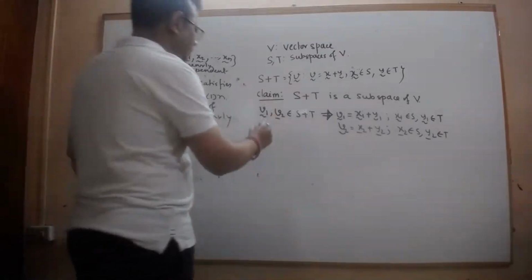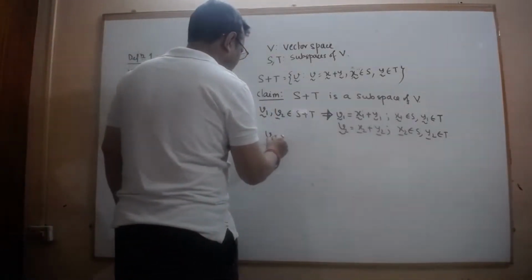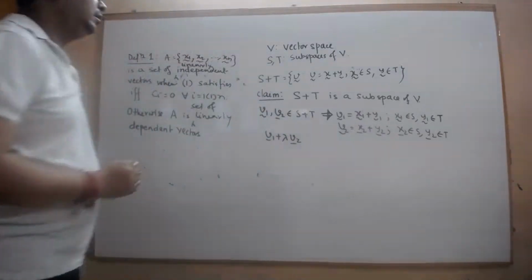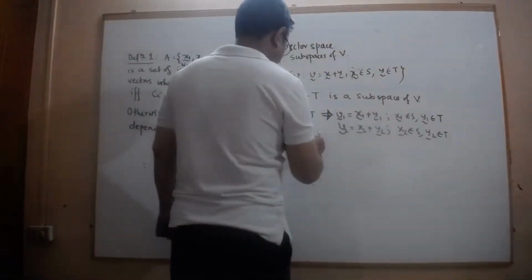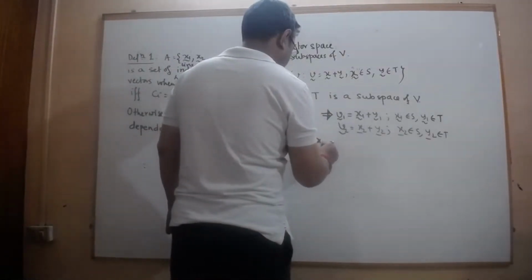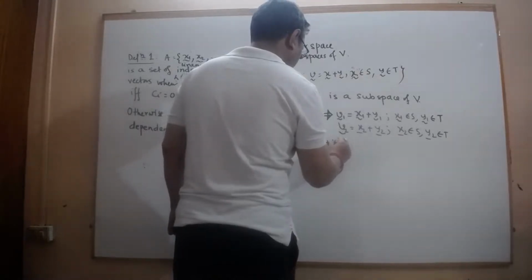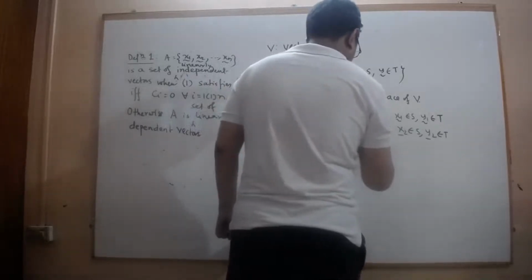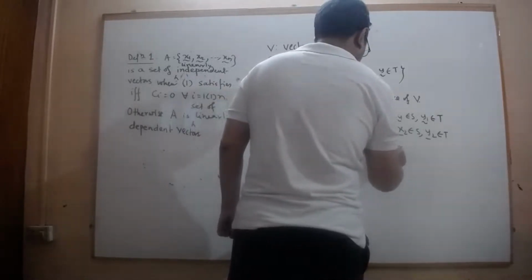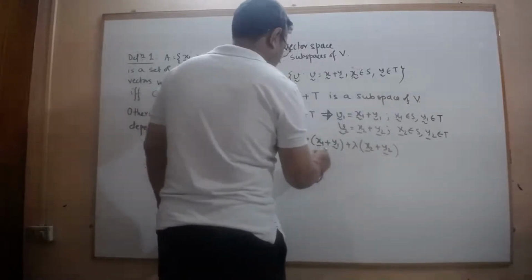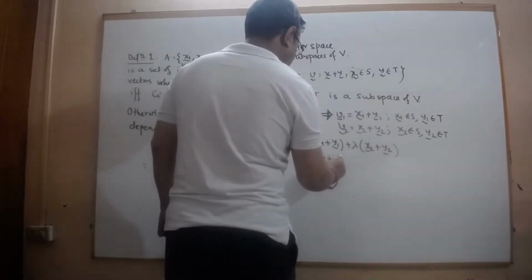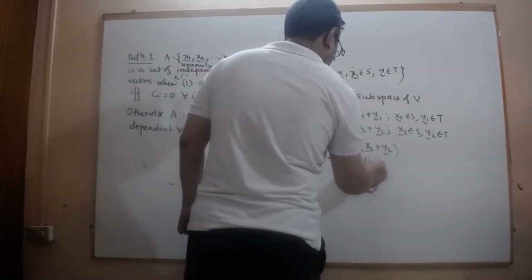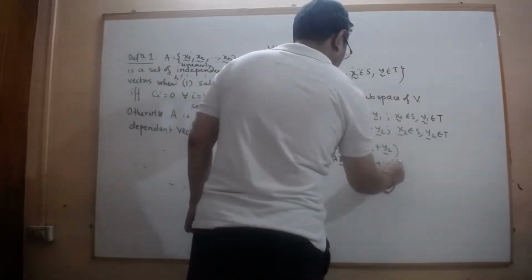Now, V1 curl plus lambda V2 curl is equal to X1 curl plus Y1 curl plus lambda times X2 curl plus Y2 curl, which is X1 curl plus lambda X2 curl, plus Y1 curl plus lambda Y2 curl.